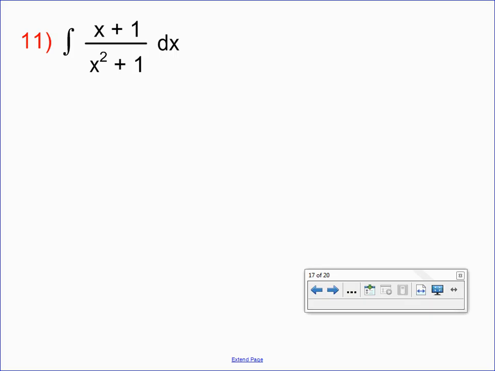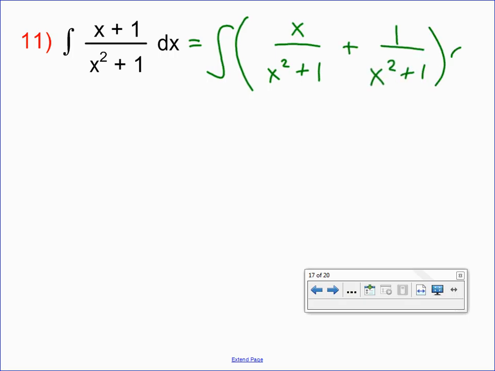So what are you guys going to do for this one? Annika and Tyler? Separate fraction. Separate first and handle term by term. Nice. So if we were to rewrite this as a sum or difference, first just x over x squared plus 1 plus 1 over x squared plus 1, and integrate term by term, Annika and Tyler have rewritten that integrand in two different forms that we recognize.